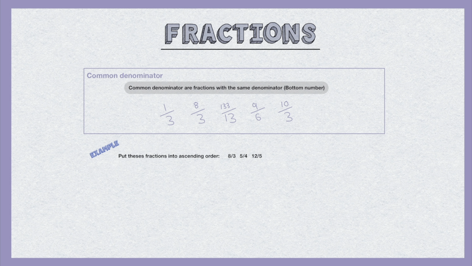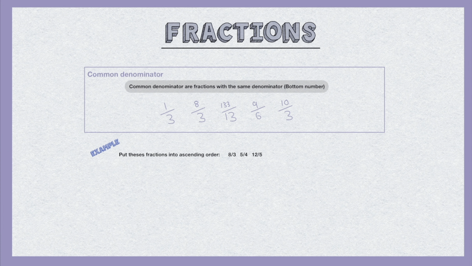So now let's look at a slightly trickier example where we have to put these fractions into ascending order. Firstly, let's find a common denominator between these three numbers, and I'm going to pick 60 because 3, 4 and 5 are the denominators, and they are all factors of 60.